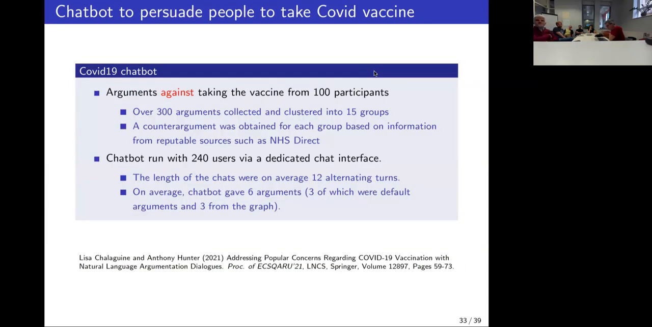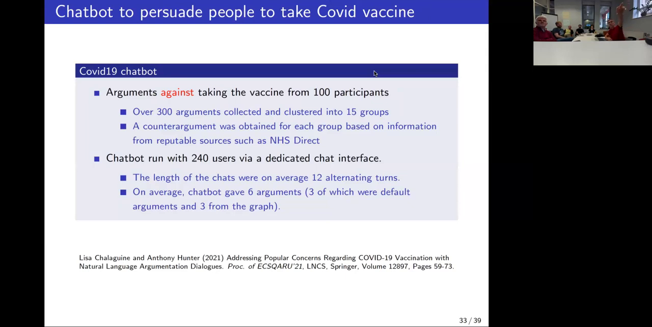Okay, so then she did another chatbot on COVID, and she had 100 participants give her arguments against taking the vaccine. So it's not arguments for taking the vaccine, just arguments against it. She collected over 300 arguments and then did some simple clustering into 15 groups. So the argument graph was much simpler. And then the counter arguments were taken from places like the NHS, and they were checked over by healthcare professionals.